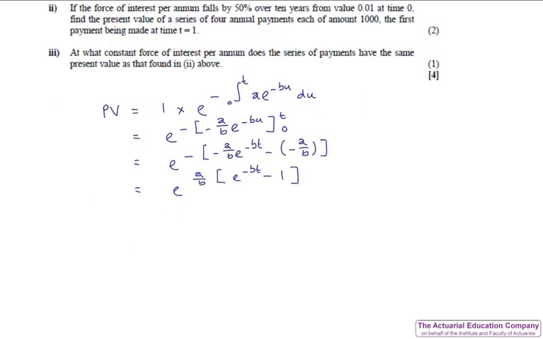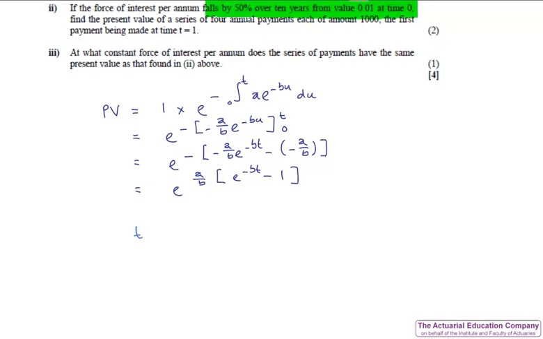For part 2 of the question, we're told some information about the force of interest, and then asked to find the present value of 4 annual payments of 1,000, with the first made at time 1. So first of all, we're going to use the given information to find the values of a and b.